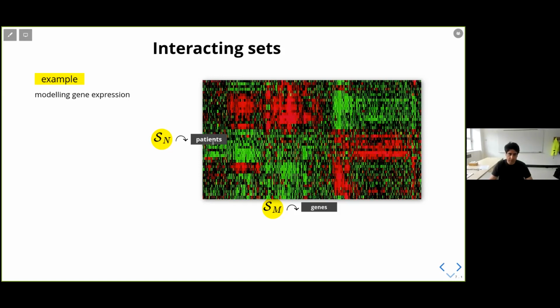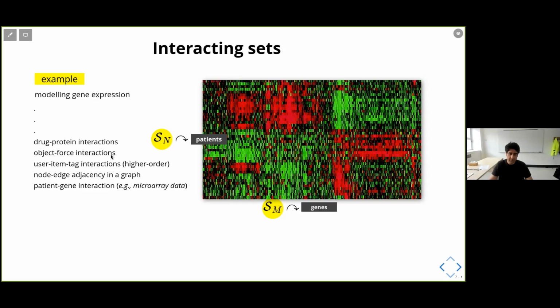Now this has many other applications. You may want to model object forces, or you want to look at higher order interactions. You see that similar principles apply. So here we have a direct product of groups acting on the Cartesian product of sets.